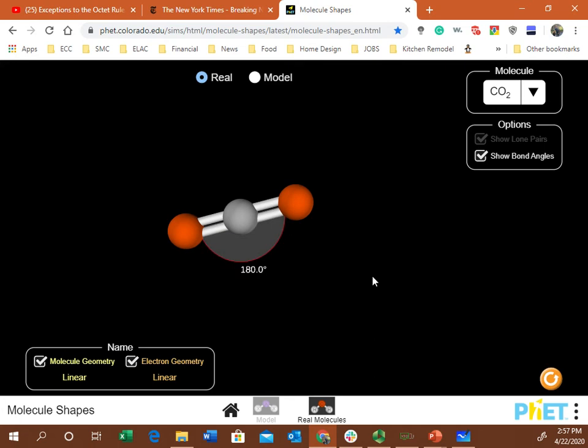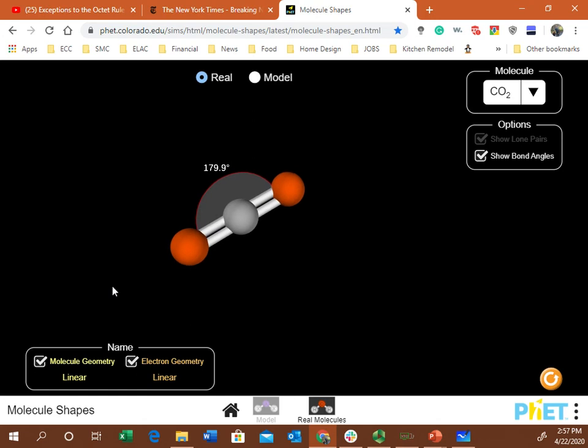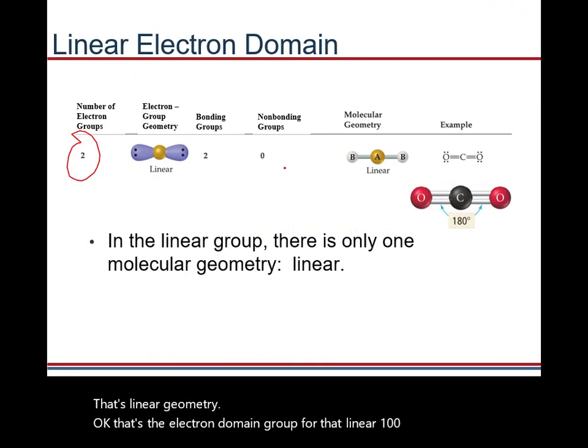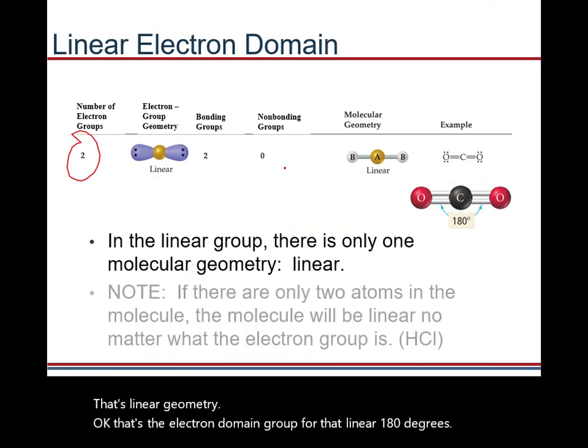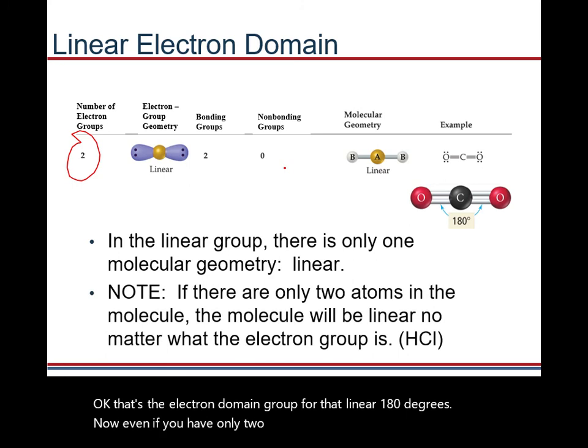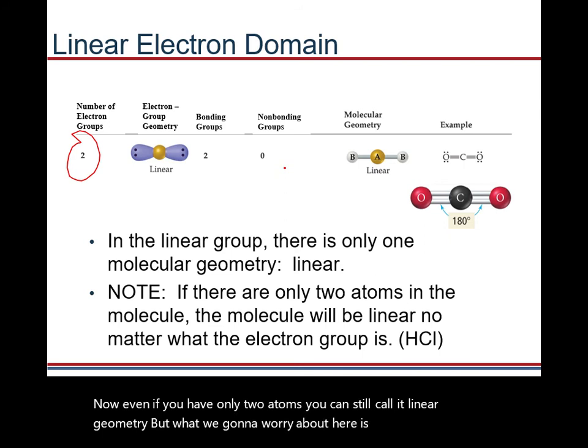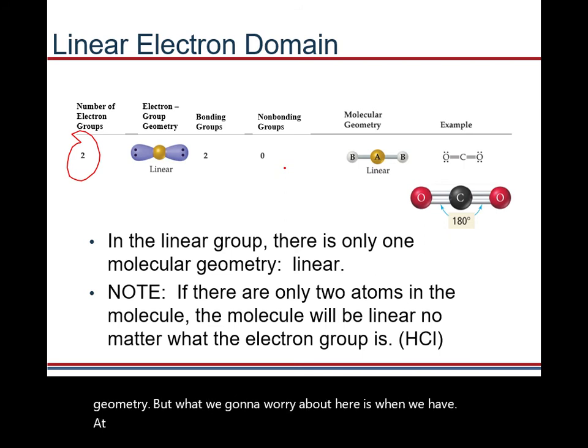All right, so we have a 180 degree bond angle. That's linear geometry. Okay, that's the electron domain geometry for that: linear, 180 degrees. Now, even if you have only two atoms, you can still call it linear geometry, but what we're going to worry about here is when we have at least three atoms. But if you have two, like HCl, it's obviously linear, right? That's the only geometry they can adopt.